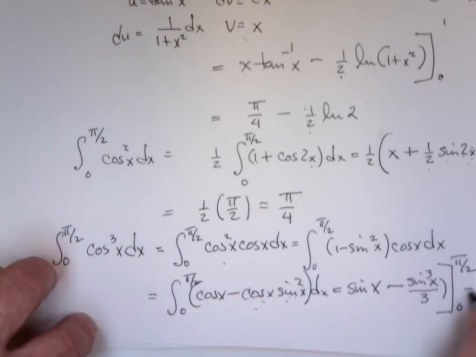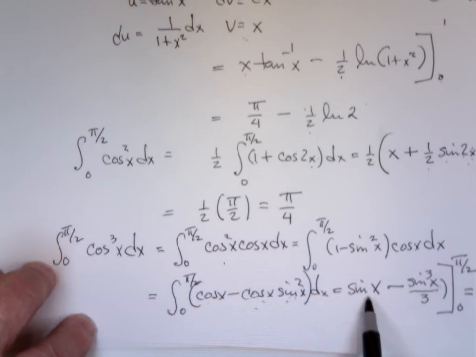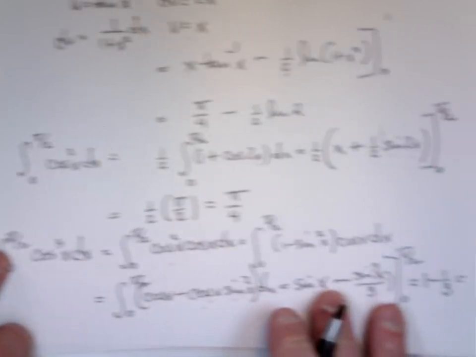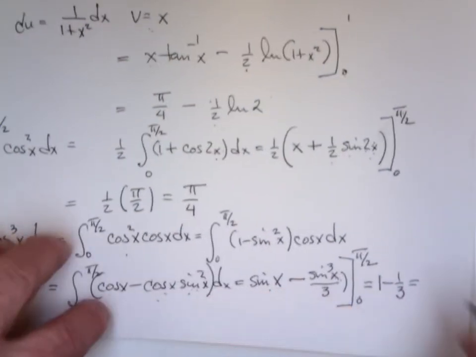That's equal to sine of pi over 2 is 1, sine of 0 is 0. The answer is 2/3.